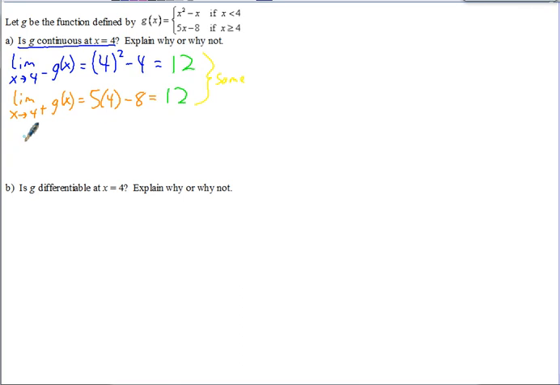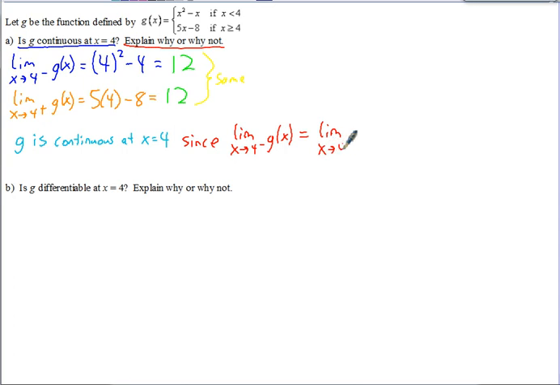So we can say g is continuous at x equals 4. Or I guess we could have just said yes, it's a yes or no question. And then your explanation would be since the limit as x approaches 4 from the left of g of x equals the limit as x approaches 4 from the right of g of x.